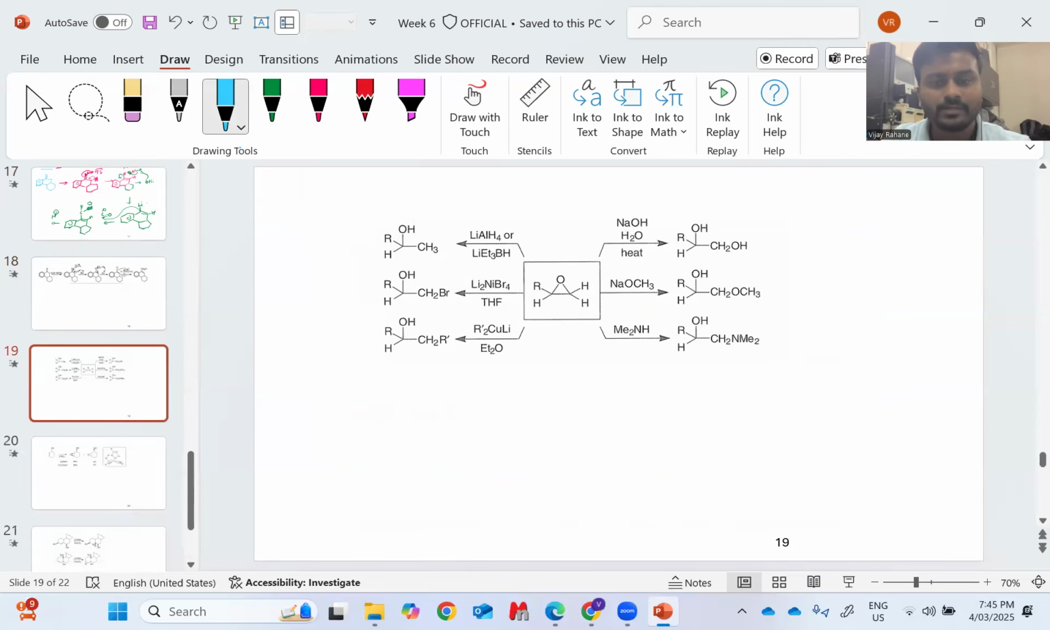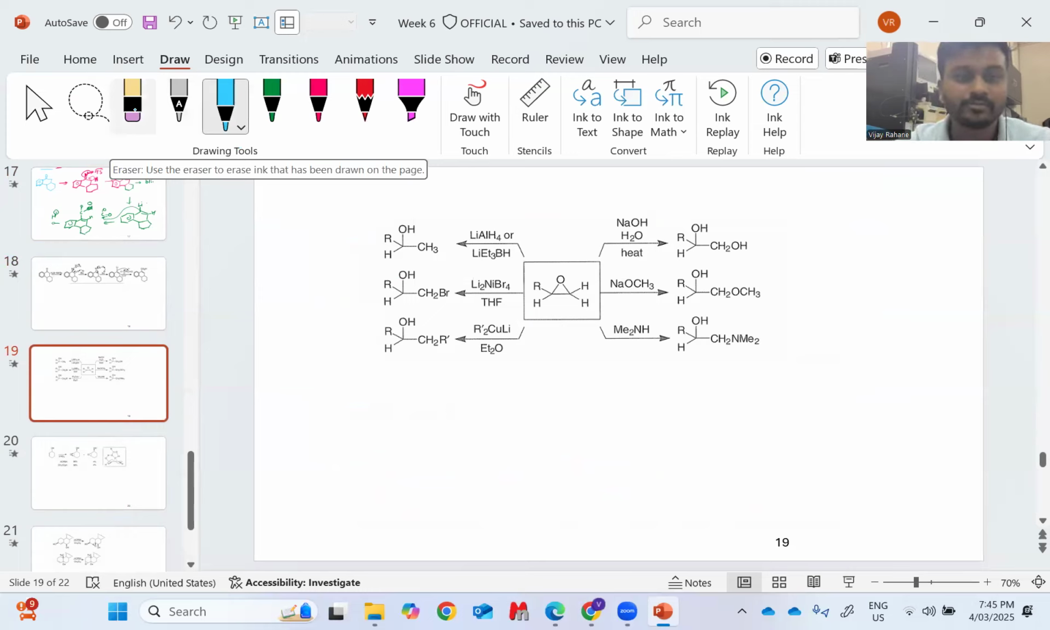Further, I have selected one of the slides which shows the reactivity of the epoxide that we have already prepared a few questions before this one. So we have the epoxide, let's say. How does this epoxide behave with different reagents? You can see here.